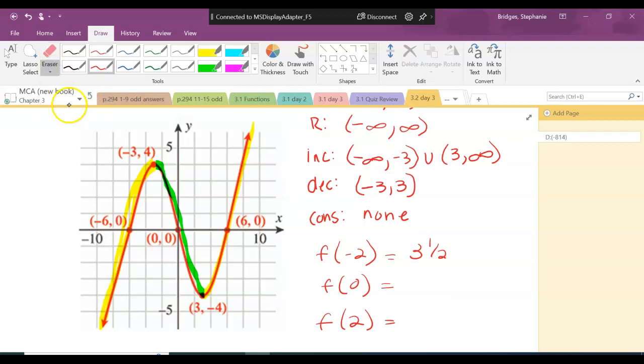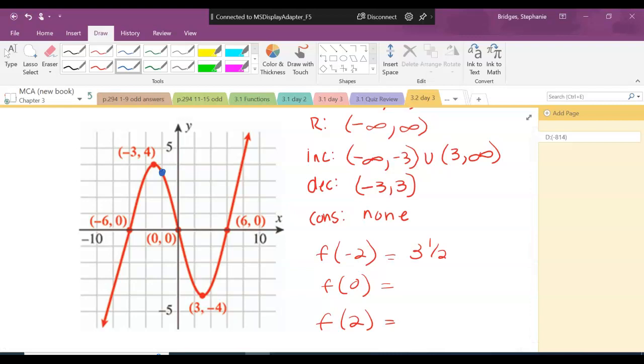Let me erase my... So it crosses right about here, so I just had to figure out what y value that was. And it's an approximate, so we don't know exactly. That's why I just said it looks to be about in the middle, so I'm going to go 3 1/2.